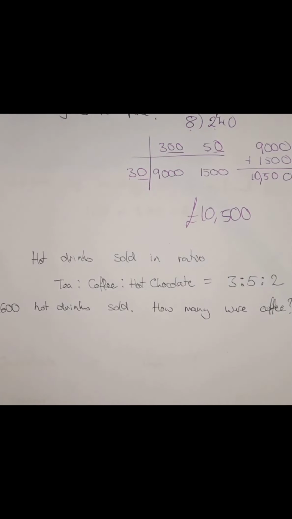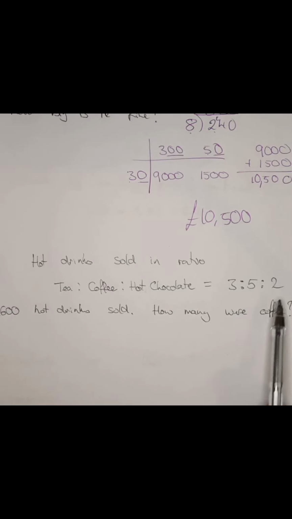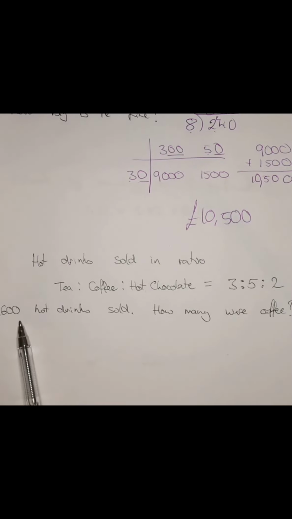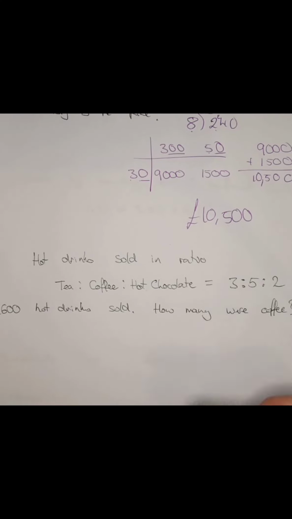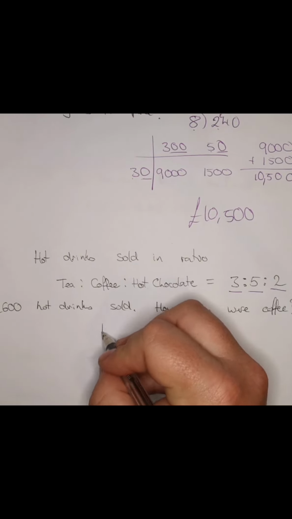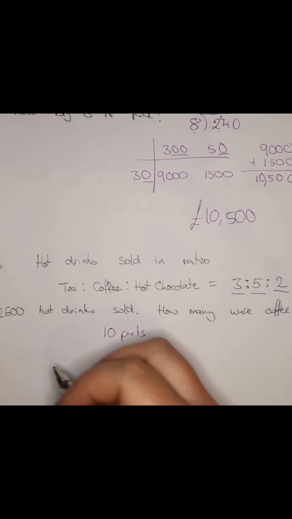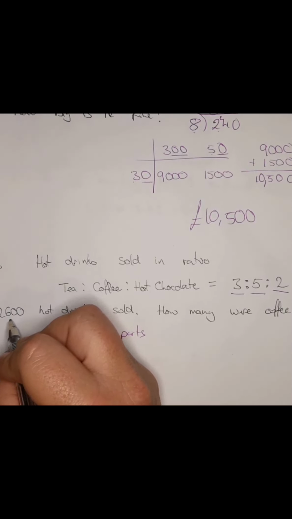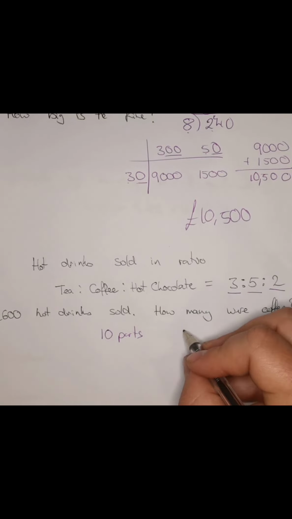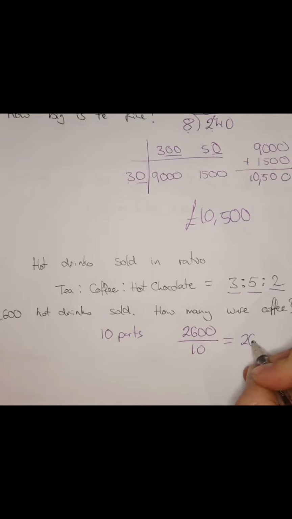Hot drinks are sold in a ratio of tea to coffee to hot chocolate is 3 to 5 to 2. 2,600 hot drinks are sold. How many were coffee? All right, well, if I've got 3 parts to 5 parts to 2 parts, I think that is 10 parts in total. So my 2,600 drinks divided into 10 parts would be 260 drinks per part.